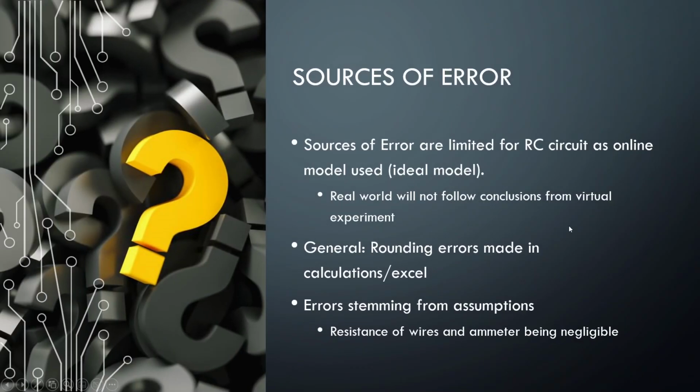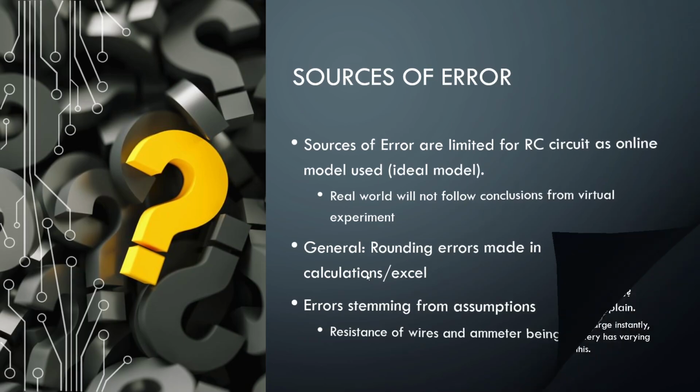Sources of error. Sources of error are limited for the second circuit as it was online, so it should be an ideal model. But it could be that the real world will not follow the conclusions from the virtual experiment because of some other limiting factors. A general source of error is rounding errors made in calculations in Excel. And we also had errors stemming from our assumptions, like how we did not account for the resistance of the wire and the ammeter.